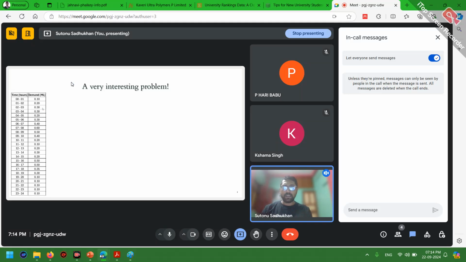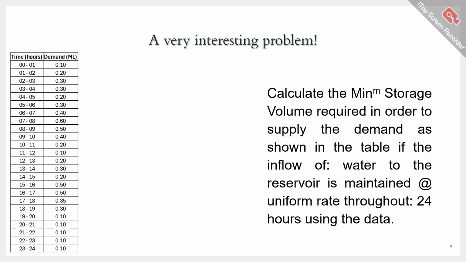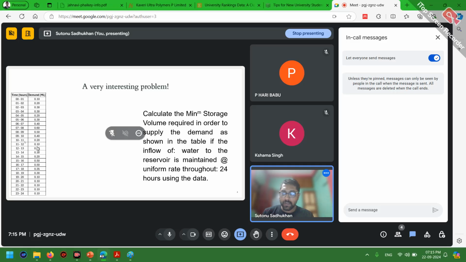So we have just started with a problem where a table is given to you. Now you have to calculate the minimum storage volume required in order to supply the demand as shown in the table, if the inflow of water to the reservoir is maintained at uniform rate throughout the 24 hours. So the demand data is given to you with the help of this table, right?